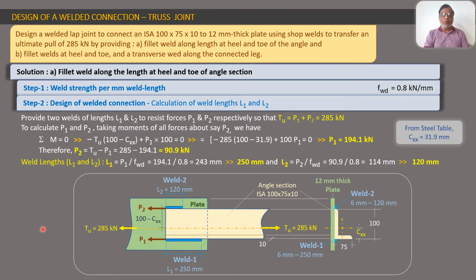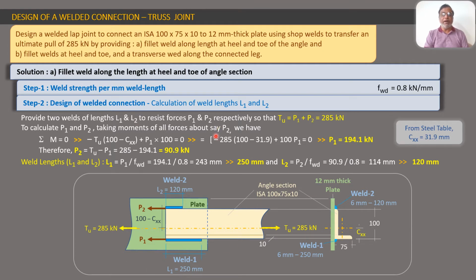That means we will have to calculate P1 and P2 according to that condition. Now how do we calculate according to that condition? For that, as you will recollect from applied mechanics, we will calculate moments of all the forces about any point. We can consider here force P2. So just understand this equation. To calculate P1 and P2, we take moments of all forces about, say, P2. You could have taken P1 also, you could have taken Tu also, you could have taken any point.